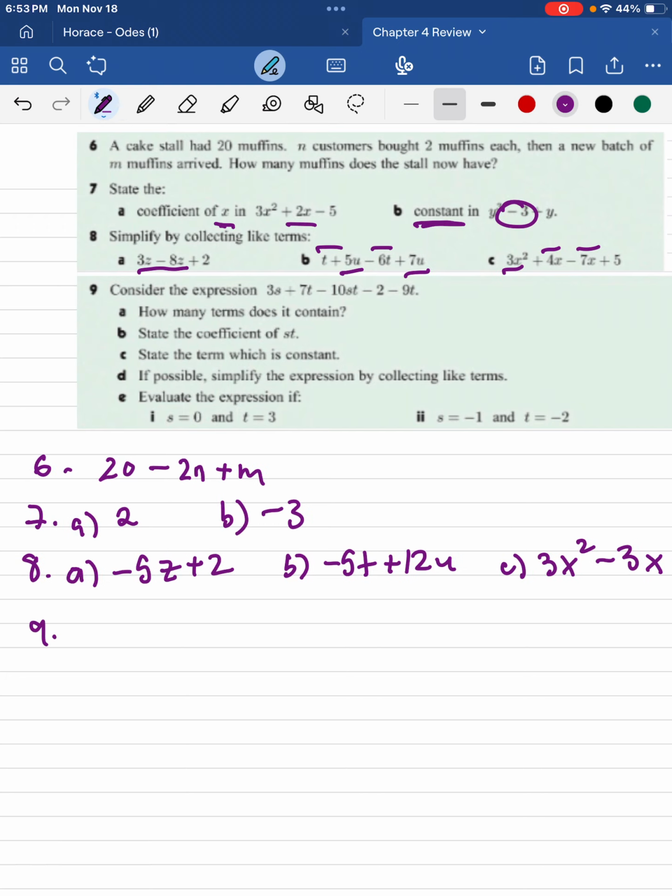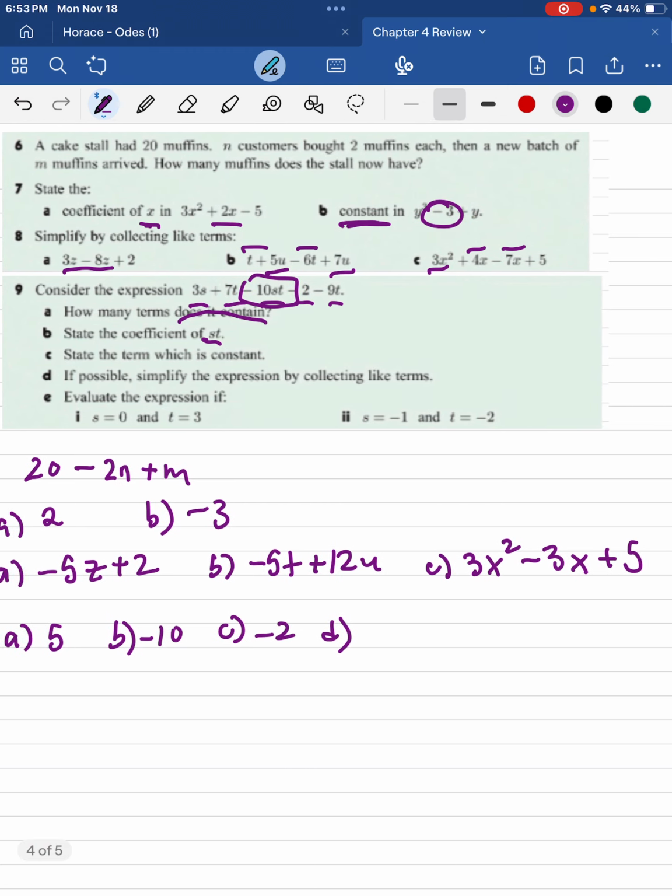Number 9. Consider the expression as below. How many terms does it contain? It contains 1, 2, 3, 4, 5 terms. So it includes 5 terms even if like terms are combined. State the coefficient of st. That's going to be this number right here, negative 10. C, state the term which is a constant. It's the number by itself, negative 2.